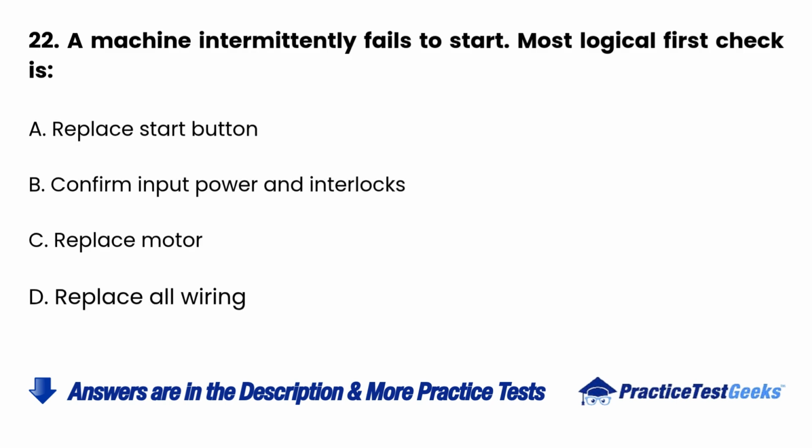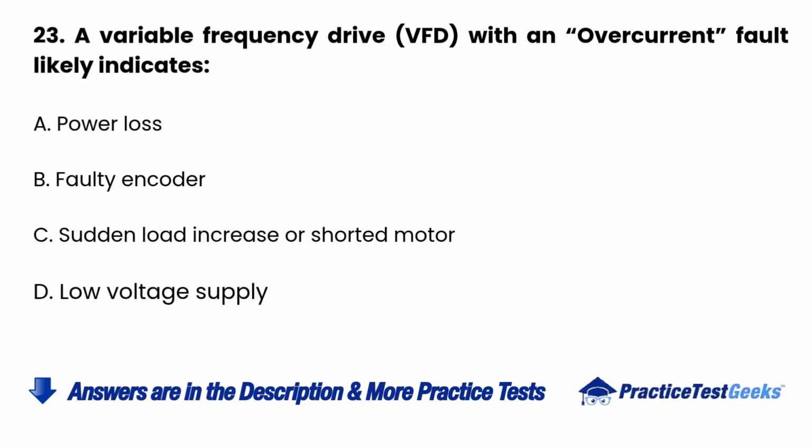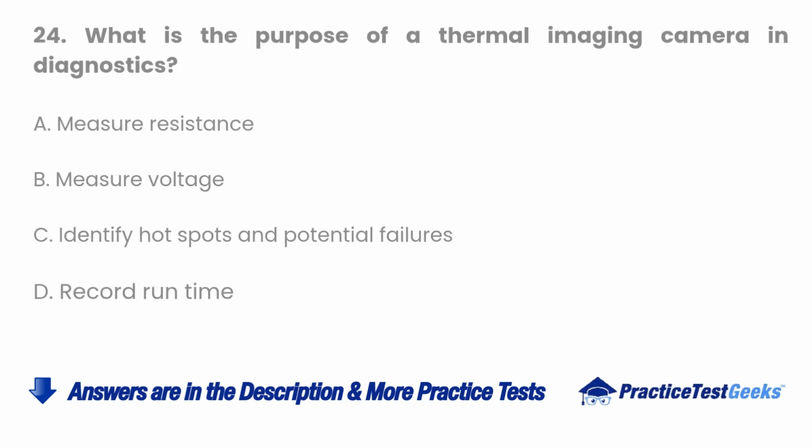22. A machine intermittently fails to start. Most logical first check A. Replace start button. B. Confirm input power and interlocks. C. Replace motor. D. Replace all wiring. 23. A variable frequency drive VFD with an overcurrent fault likely indicates A. Power loss. B. Faulty encoder. C. Sudden load increase or shorted motor. D. Low voltage supply.